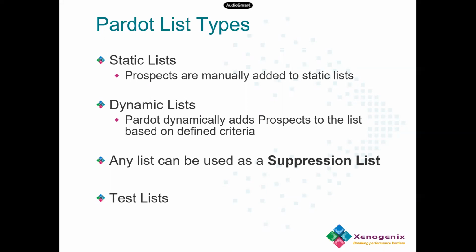When creating a list, we can also create a test list, and that's done by just ticking a checkbox. And these are static lists that can include up to 100 prospects. And we use the test lists to basically test our emails and our email templates before we send them out. And it means that when we test the emails, we can see exactly what our prospects are going to see when we receive the email.